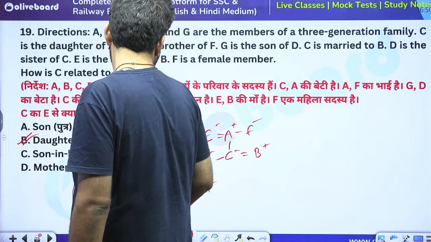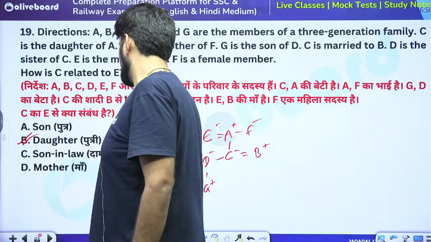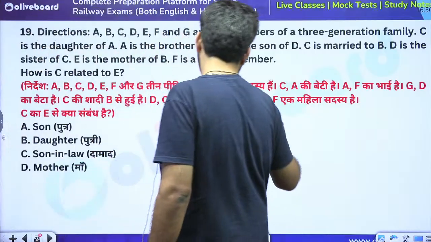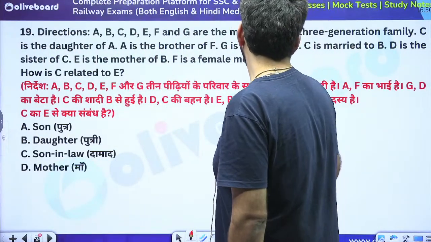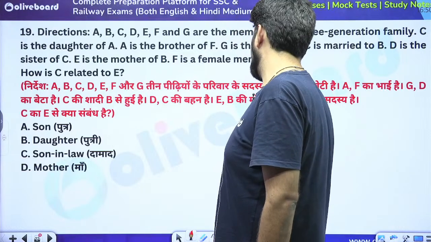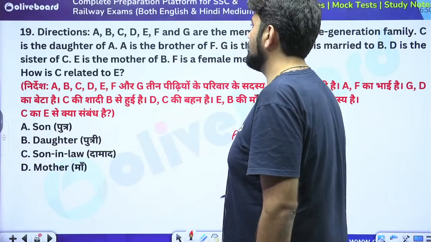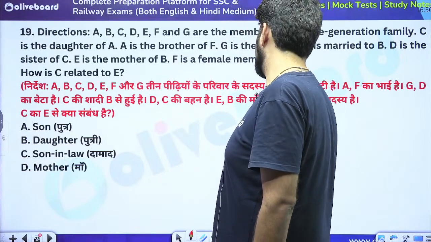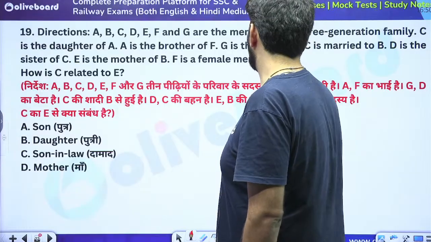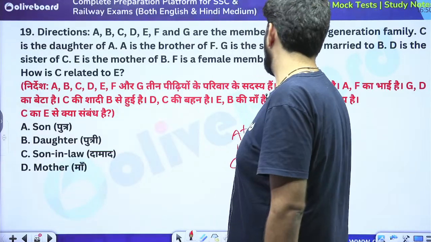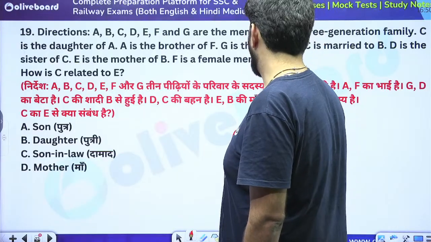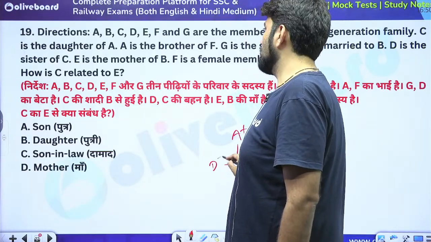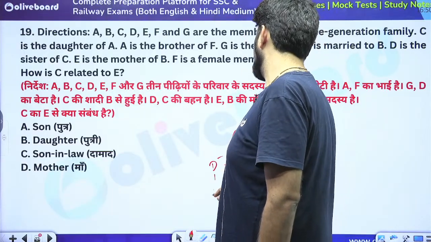Wait. Now even I have committed this mistake. Again, sorry. So there are members of a 3-generation family. C is the daughter of A. A is the brother of F. G is the son of D. C is married to B. D is the sister of C. And G is the son of D.